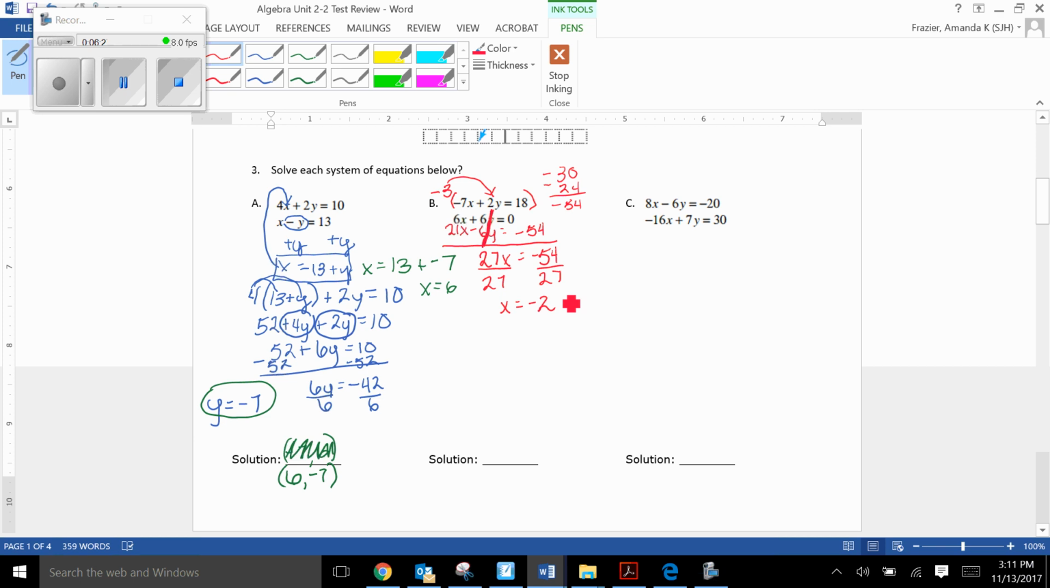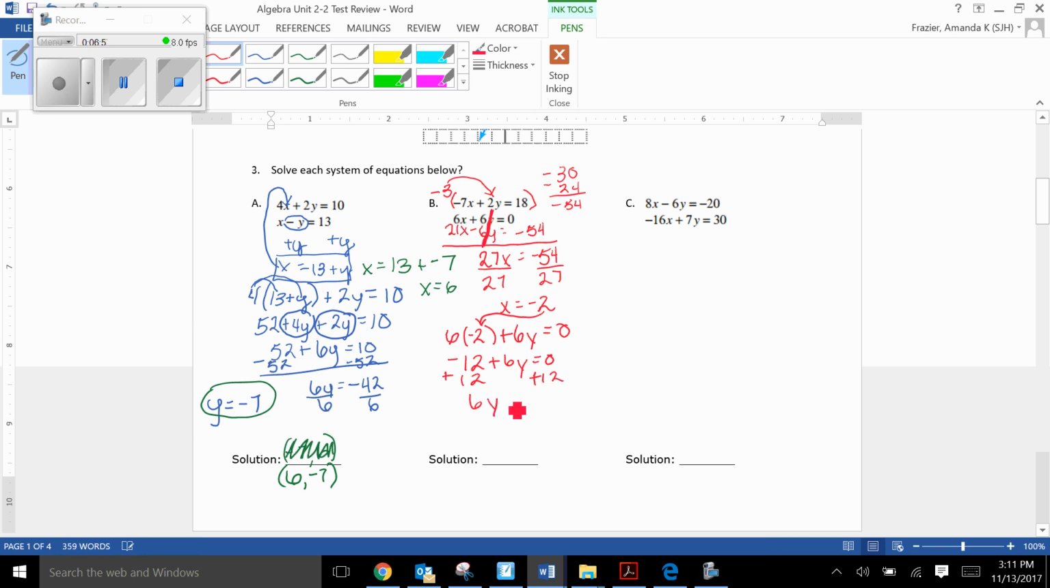Okay, if x equals negative 2, now I can just solve for y. So I'm going to pick one of my equations. So I'm going to choose 6 times negative 2. So I'm plugging in my x value plus 6y equals 0. So negative 12 plus 6y equals 0. I'm going to add 12 to both sides.